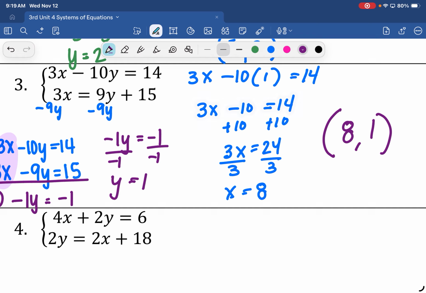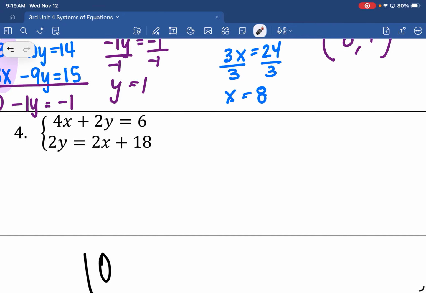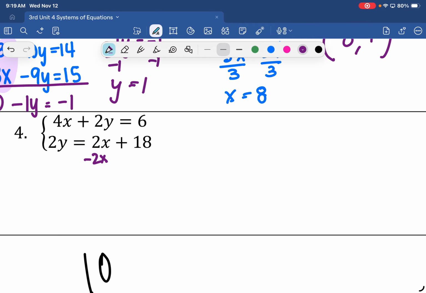All right, let's go ahead and look at number 4. So for number 4, are our equations lined up? No. What do I need to move to make the second equation match the first? The 2x. How would I move the 2x? What do I need to do to it? Subtract it on both sides. Okay, so did I change anything in the first equation? No, so I'm just going to bring it down. 4x plus 2y equals 6. What am I going to do to rewrite the second equation? Negative 2x plus 2y equals.